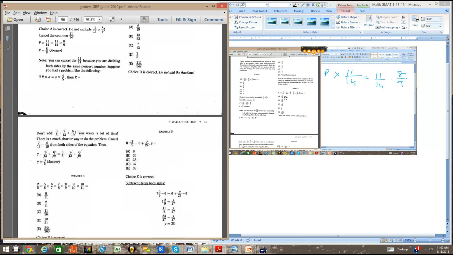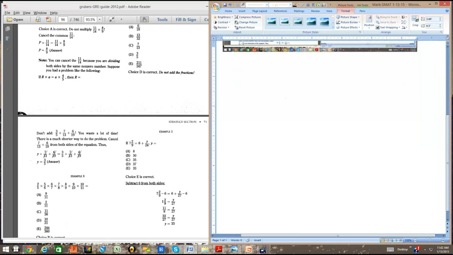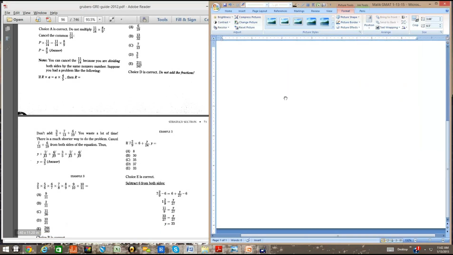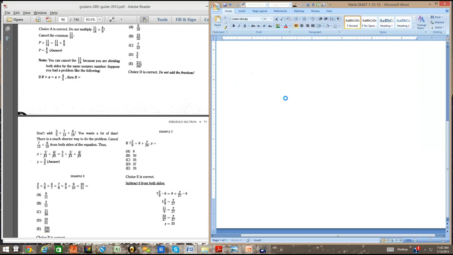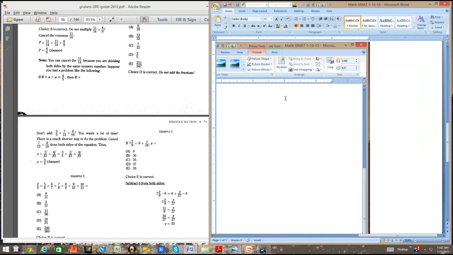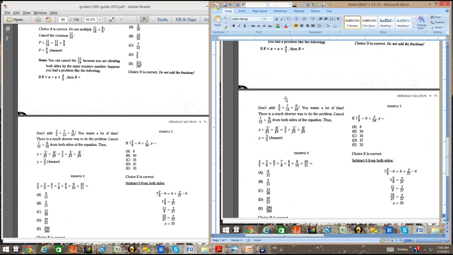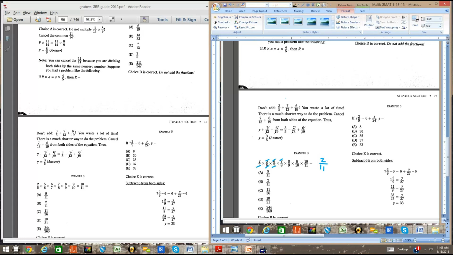Look at this example at the bottom, example 3. What's the best way to do this? Well, you don't need to multiply and make it a huge number. You don't have a calculator. What you can do is cancel. 5 and 5 cancel. 6 and 6 cancel, like that. 7 and 7 cancel, like that. So you end up with 2 over 11.